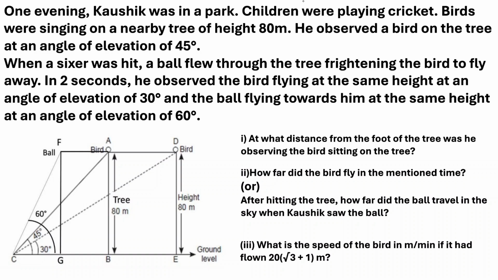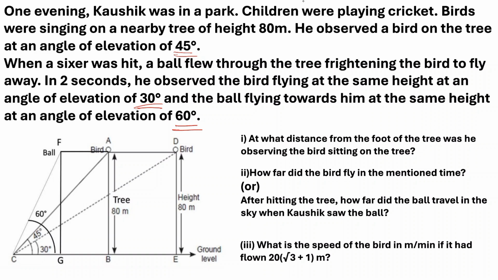One evening, Kaushik was in a park. Children were playing cricket. Birds were singing on a nearby tree of height 80 meters. He observed a bird on the tree at an angle of elevation 45 degree. When a sixer was hit, a ball flew through the tree, frightening the bird to fly away. In 2 seconds, he observed the bird flying at the same height at an angle of elevation of 30 degree and the ball flying towards him at the same height at an angle of elevation of 60 degree.